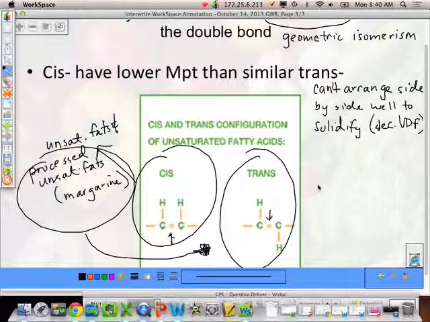The trans is worse for your body because it's going to build up better. Builds up in a worse manner because it goes together better.